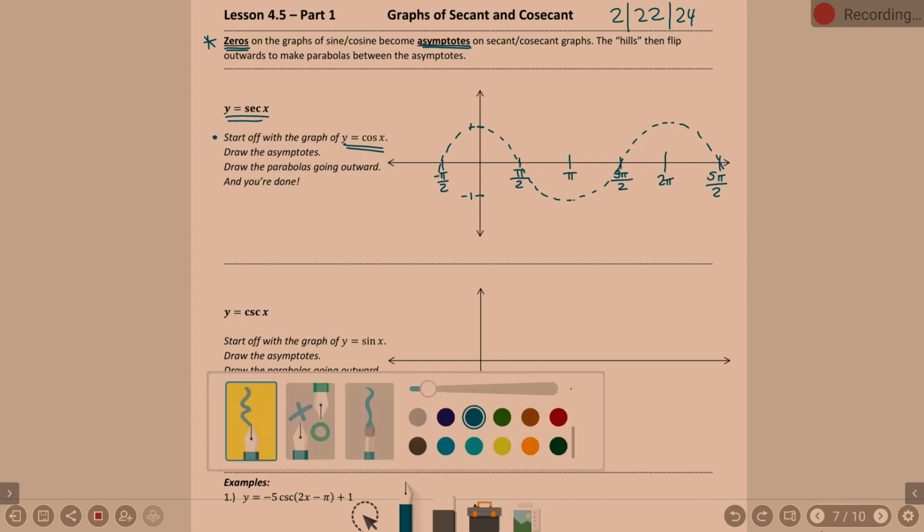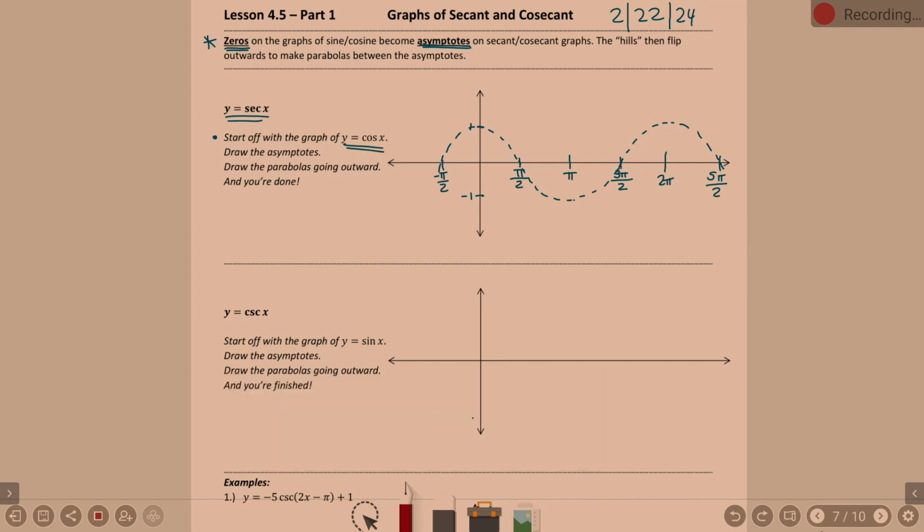Now, next piece. Draw the asymptotes. What becomes asymptotes? Anywhere we cross through. Zeros on sine, or in this case, cosine, become asymptotes on secant. So, an asymptote is a vertical invisible line, technically, that we never cross, never touch. So we're going to draw those as dotted lines.